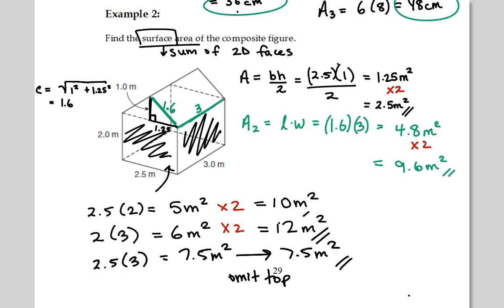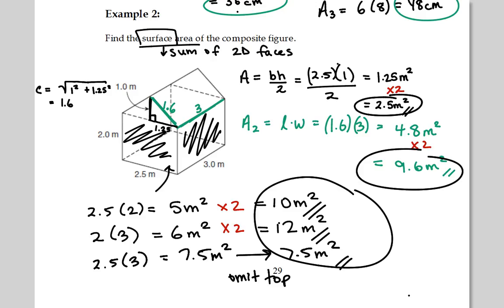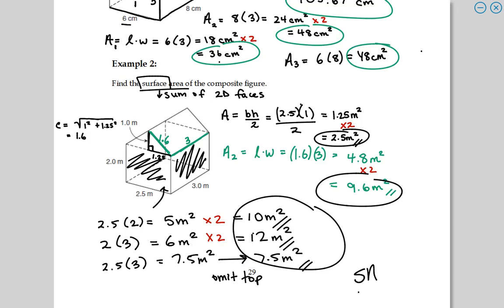Surface area is the sum total. We need to add up all these values. 2.5, 9.6, and those 3. I got a sum total of 41.6 square meters.